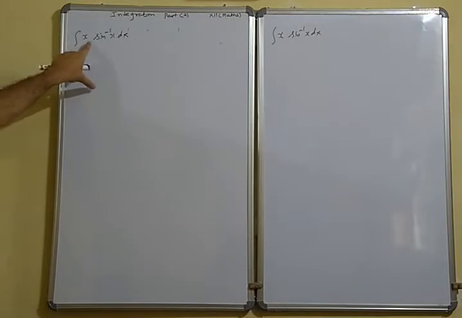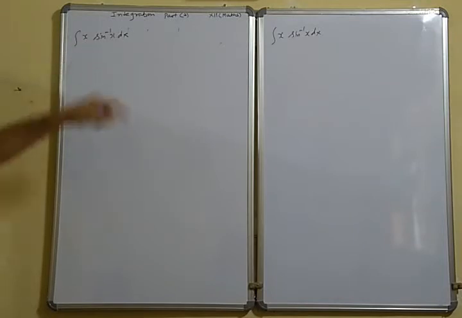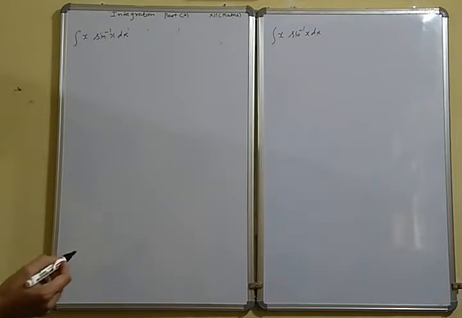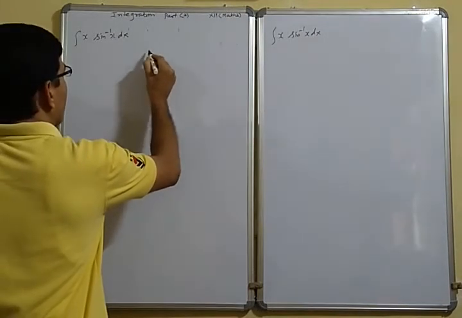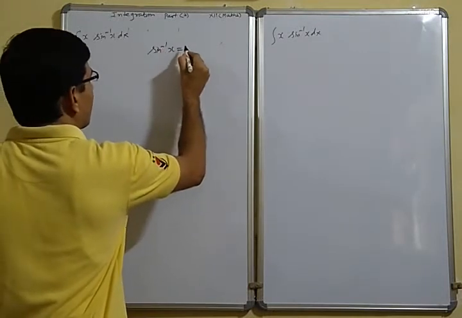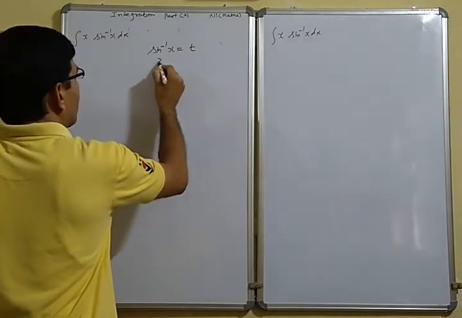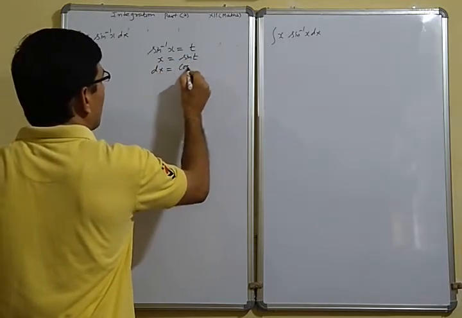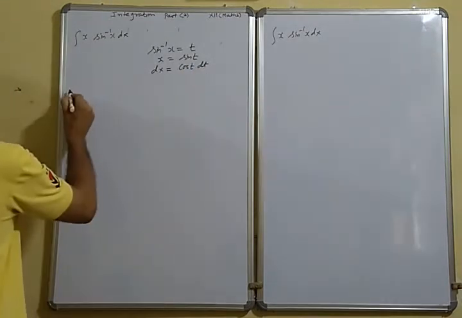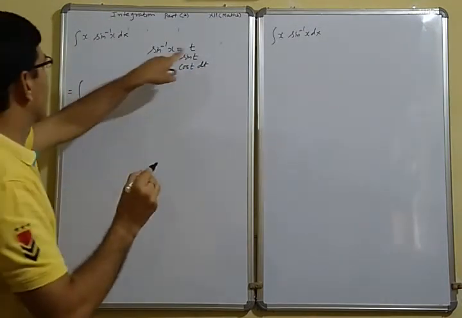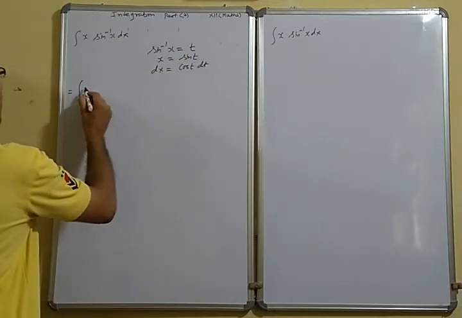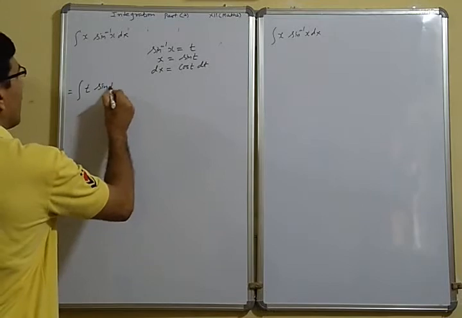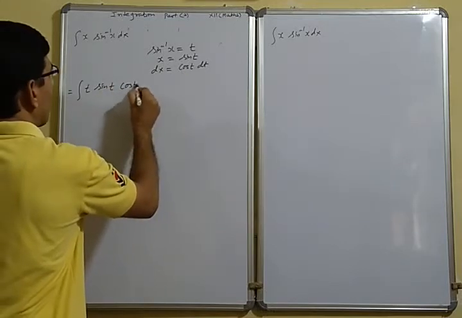Here, this is an inverse trigonometric function, so first function, and this is the second function. There are 2-3 methods to simplify this type of integration. Now let us see the first method. Substitute sin inverse x equal to t. So x is equal to sin t, and dx becomes cos t dt. So this integration becomes t sin t cos t dt.